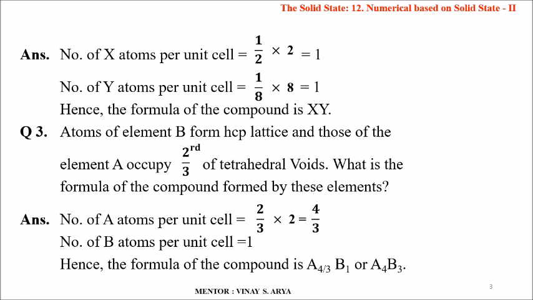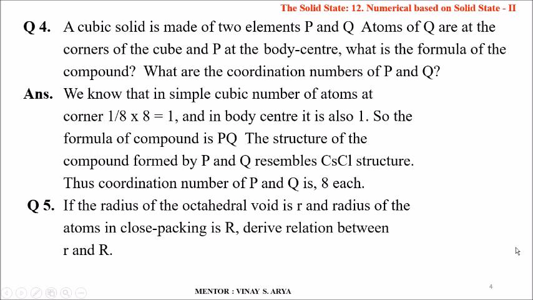So the formula will be A 4/3 and B 1. So that crisscross multiplication will be done. So A comes as 4 and B, which is divisible, goes as a multiple, so B will be 3. So the formula will be A4B3, which is the desired formula which we require.